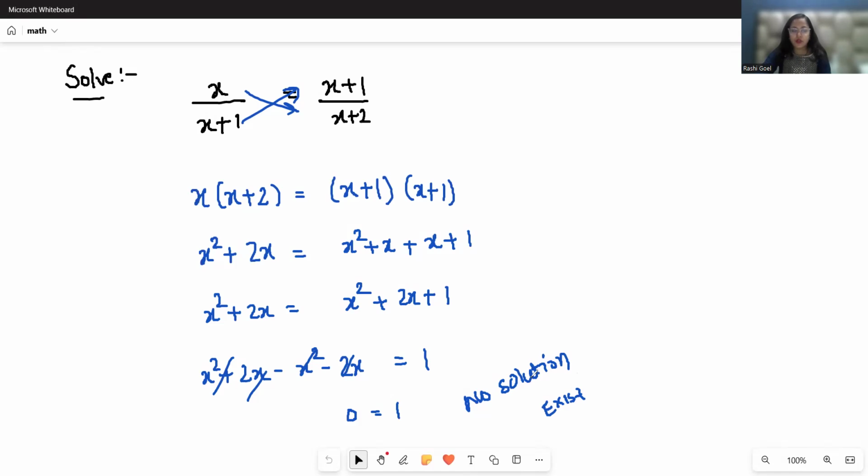So this is the equation that fooled millions, because there is no solution.